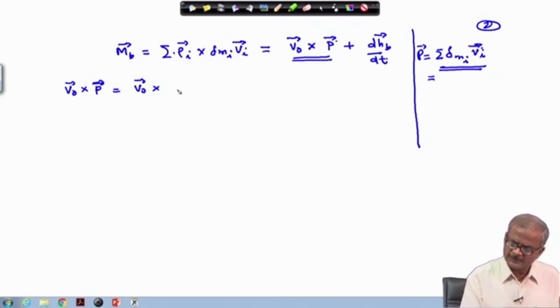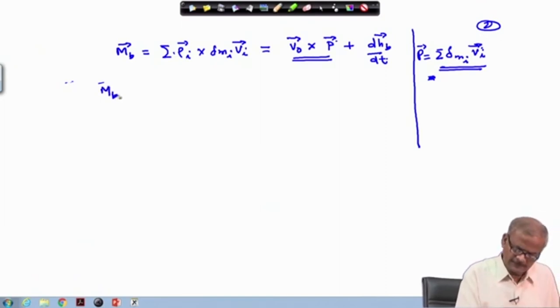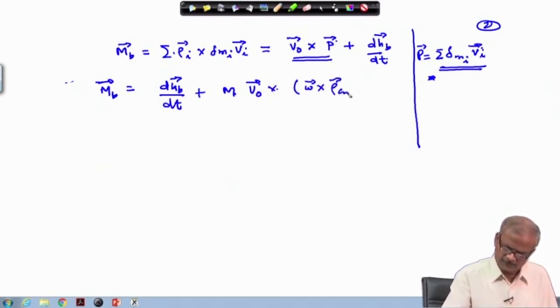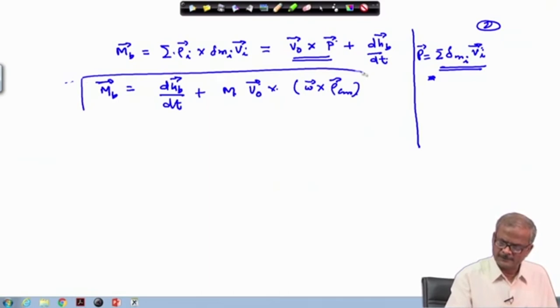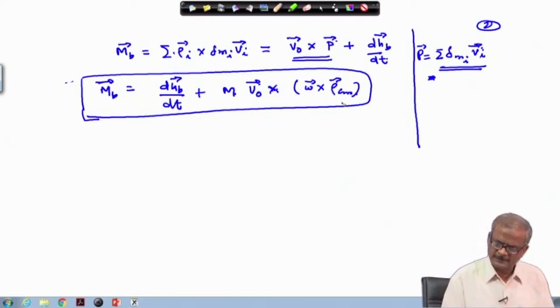We rewrite this whole thing, and we will get a very interesting equation which will look like this finally. So, let me write that equation first, which we are going to derive. This will be m_b d h_b by d t, which is this term, plus we will get one term: m, the mass of the body, v_0 cross omega cross rho_cm. This is the final form we are going to get, and from it we can get a number of insights.